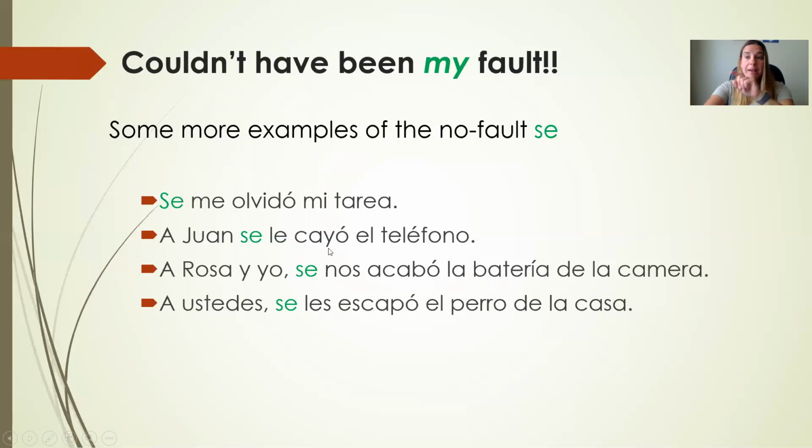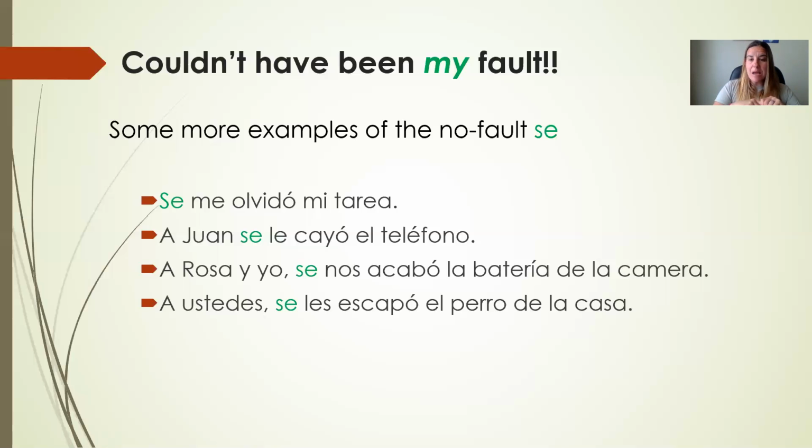It's conjugated for tarea because the homework was forgotten. A Rosa y yo se nos acabó la batería de la cámara. Cámara should have an accent. Man, there's a lot of typos on this PowerPoint. That means instead of we let the battery run out on the camera, the battery ran out on the camera and it happened to us. So say nos, because it happened to us, and then acabó, the verb has been conjugated for the camera. The camera battery ran out and it happened to us.